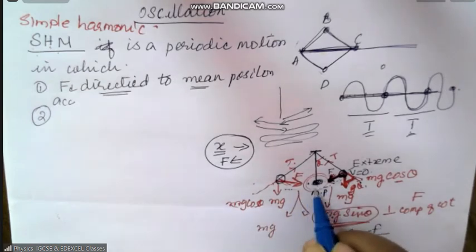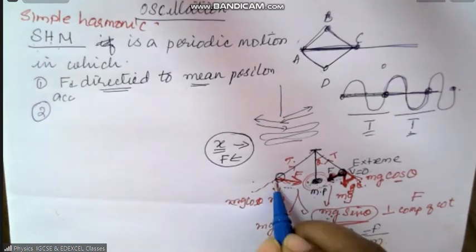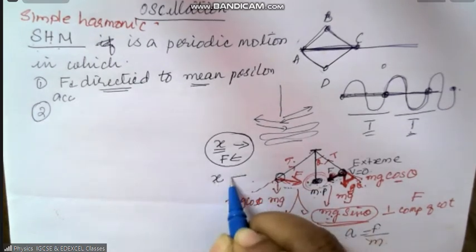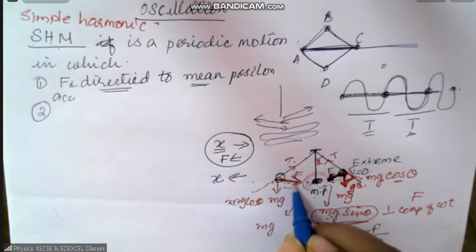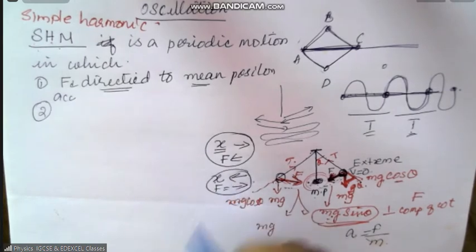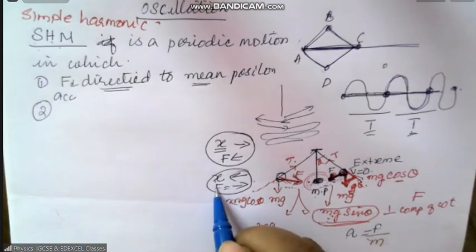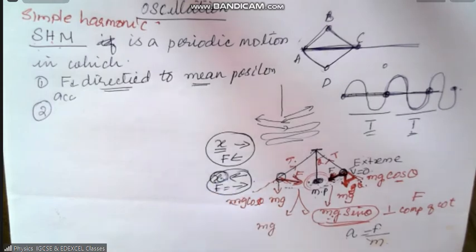In this case, what happened? The displacement is always measured from the mean position. You moved it to the left. That means the displacement was to the left, but the force is in which way? Force is to the right. This is the second condition. What is that? The force and hence the acceleration must be in the opposite direction of displacement.